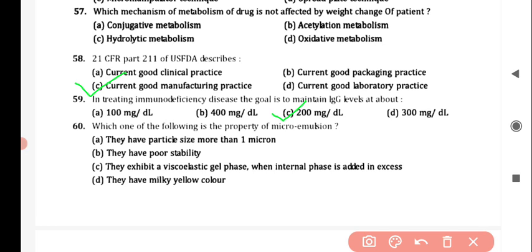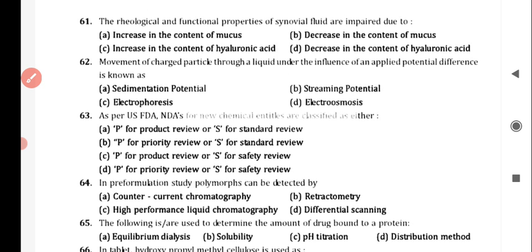Next question is, which one of the following is the property of microemulsion? And the correct answer is option C, they exhibit a viscoelastic gel phase when internal phase is added in excess. Next question is, the rheological and functional properties of synovial fluid are impaired due to, and the correct answer is option D, due to decrease in the content of hyaluronate. Next question is, movement of charged particle through a liquid under the influence of an applied potential difference is known as, and the correct answer is option C, electrophoresis.